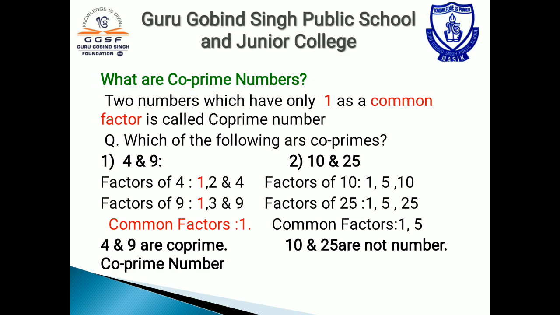Second, 10 and 25. We will find the factors of 10 and the factors of 25. The factors of 10 are 1, 2, 5, 10. The factors of 25 are 1, 5 and 25. The common factors of 10 and 25 are 1 and 5. They do not have only 1 as a common factor. There are two numbers, that is 1 and 5. So 10 and 25 are not co-prime numbers.